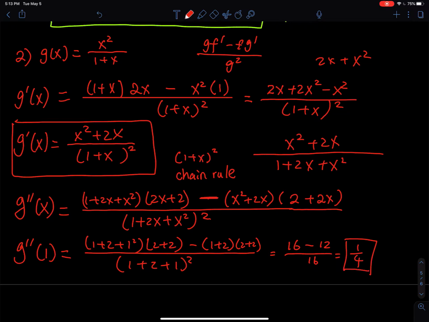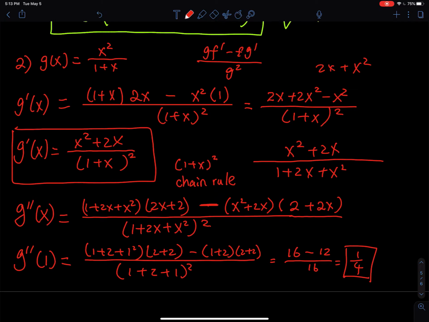That is g double prime of 1. But this part I leave the simplification to you. Right? It's very simple. Okay, so that will be all for the second derivative. In the last part, I will show you the tangent line and normal line.